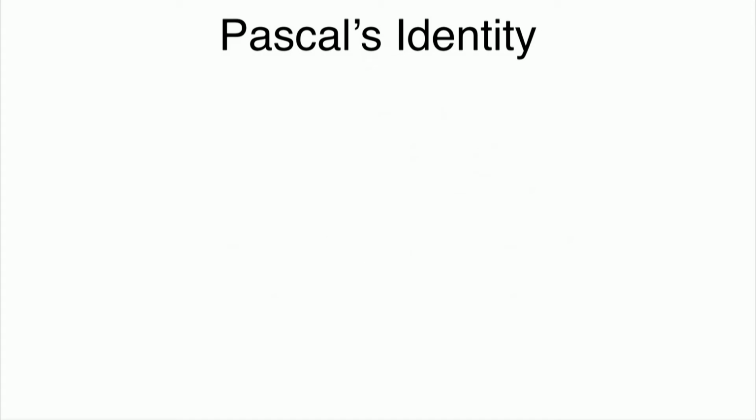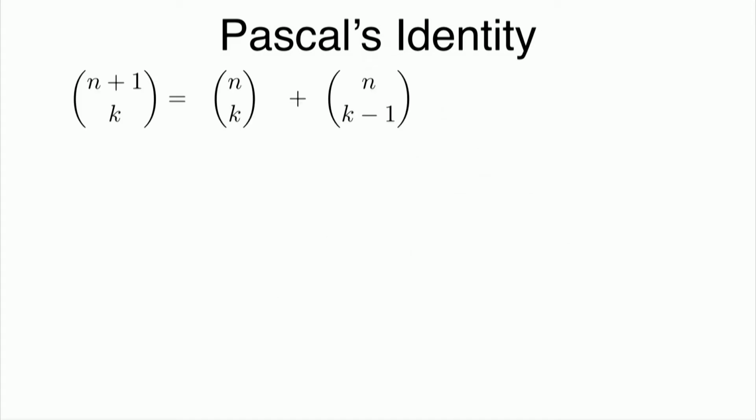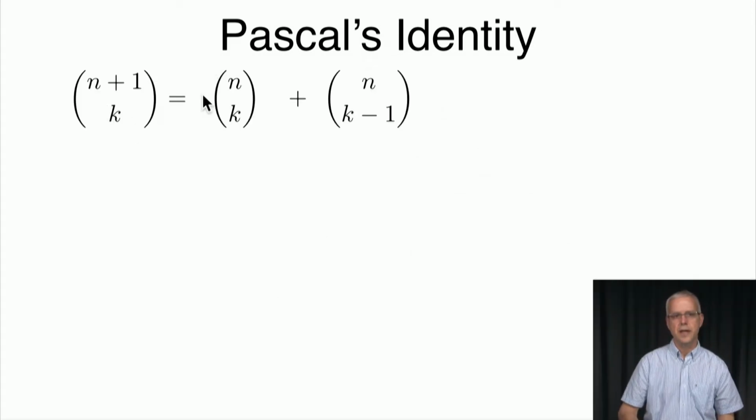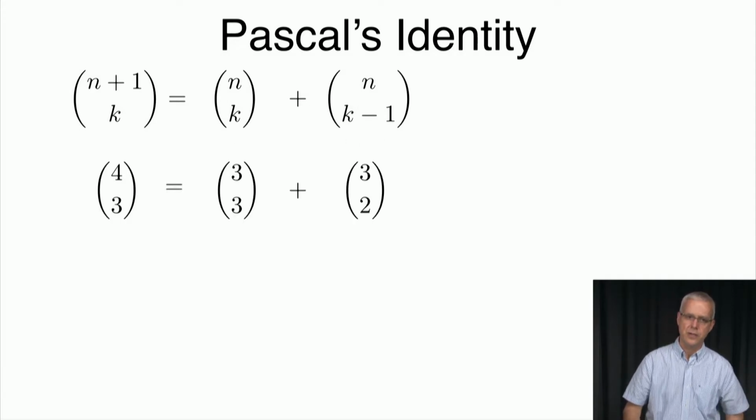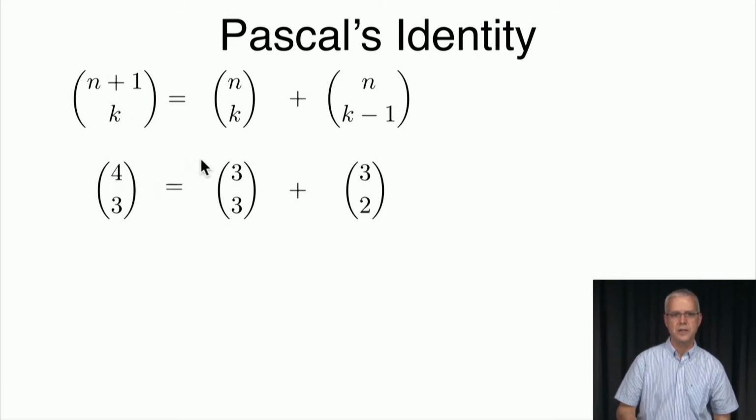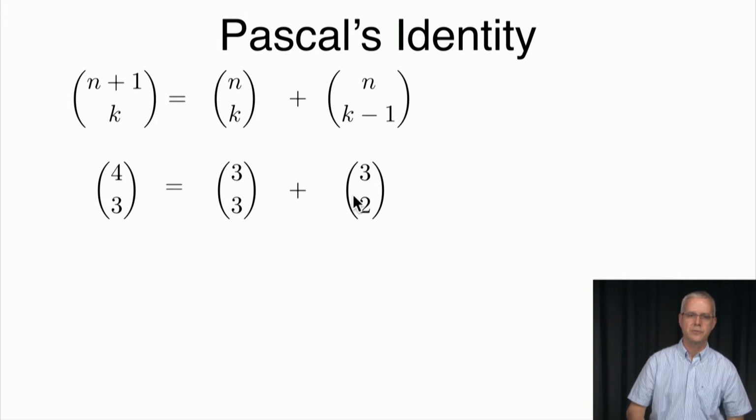Okay, so first let's start with Pascal's identity that says that n plus 1 choose k is n choose k plus n choose k minus 1. And for example, 4 choose 3. If we take n to be equal to 3 and k to be equal to 3, then 4 choose 3 is equal to 3 choose 3 plus 3 choose k minus 1, namely plus 3 choose 2.